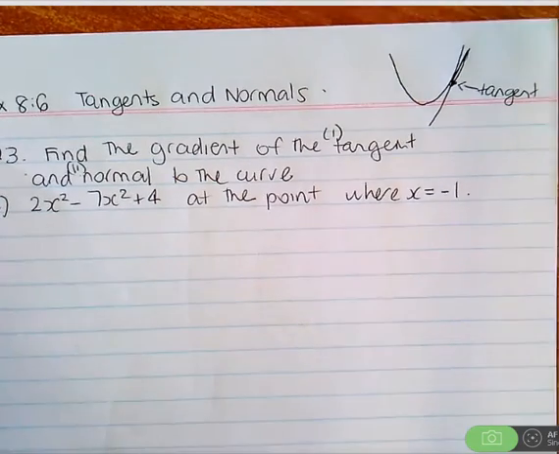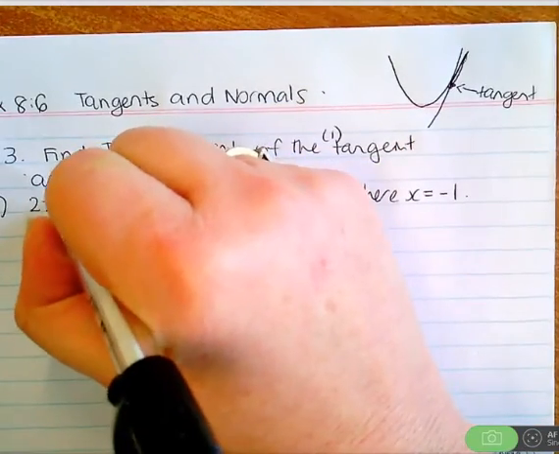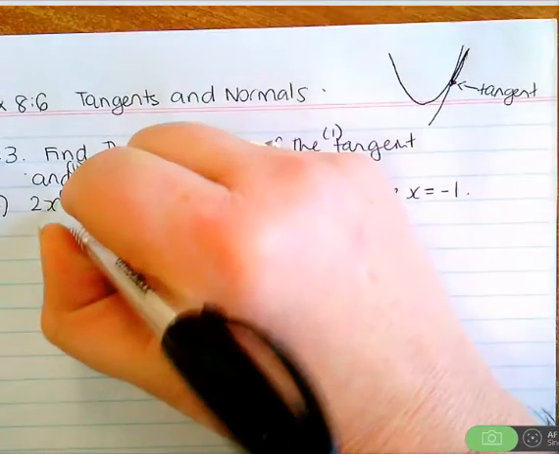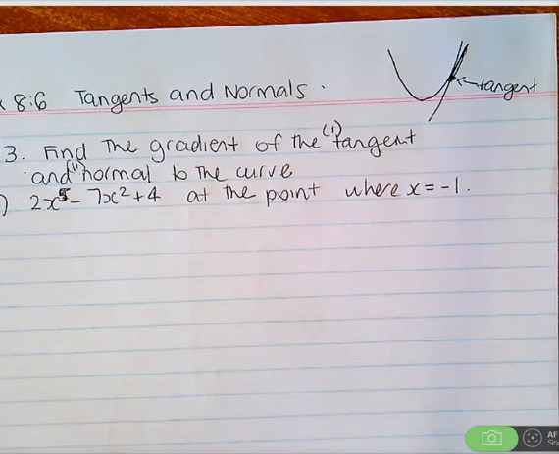Then there's a mistake there. Oh, that's a 5. 2x to the 5. Thank you. That's a 5. Right, so there's a tangent, and I'm going to draw a normal now in another colour.